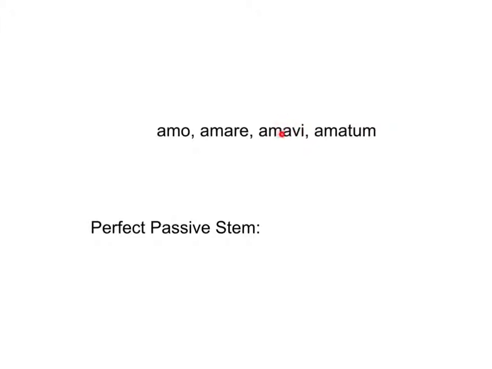This is the perfect active stem, amav. Instead, we're going to use the perfect passive stem, amat. Let me just write it: our perfect passive stem is amat. That's our perfect passive stem.